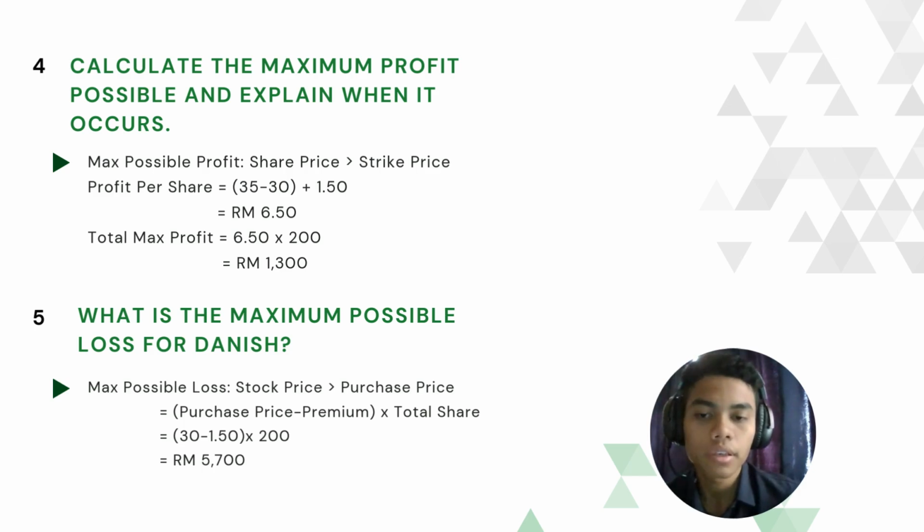For the maximum possible loss, it is the purchase price minus the premium, multiplied by the total shares. 30 ringgit minus the premium 1.5 ringgit gives 28.5, which is the break-even. Multiplying by 200, the maximum possible loss is 5,700 ringgit.